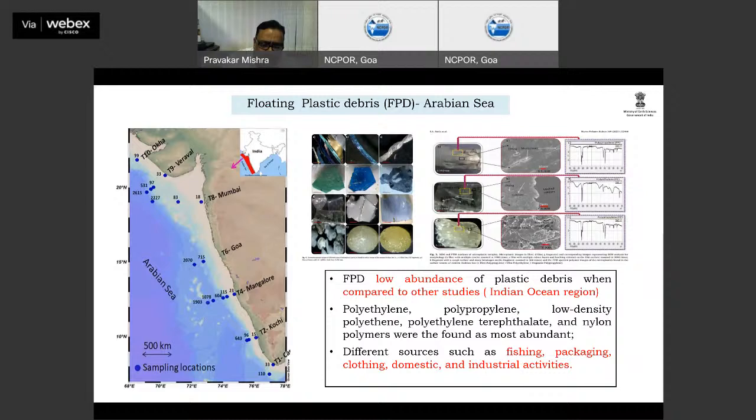At the same time, we collected some information for the west coast of India, and we are proposing that in the next one or two years we are going to intensively get the data for the west coast. We saw a low abundance of plastic debris compared to other studies in the Indian Ocean region. But we saw polyethylene and polypropylene, low density microplastics, and these are coming from the fishing and packaging industries.